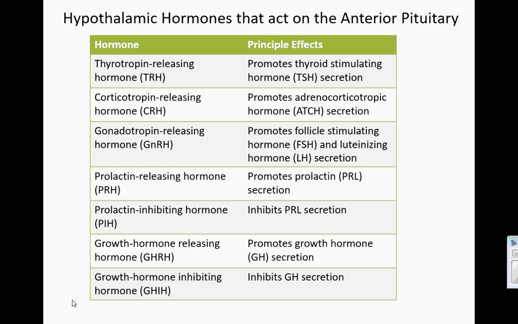Other hormones. Corticotropin releasing hormone tells the anterior pituitary to release a hormone called adrenocorticotropic hormone. Gonadotropin releasing hormone tells the anterior pituitary to release LH and FSH. Then we've got 2 pairs of opposite hormones. A prolactin releasing and a prolactin inhibiting hormone. Prolactin releasing tells the anterior pituitary to release prolactin. Prolactin inhibiting tells it to stop releasing prolactin. And then GHRH and GHIH either stimulate or inhibit the release of growth hormone.